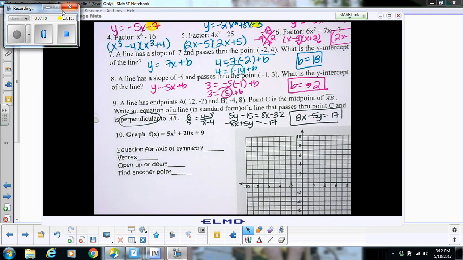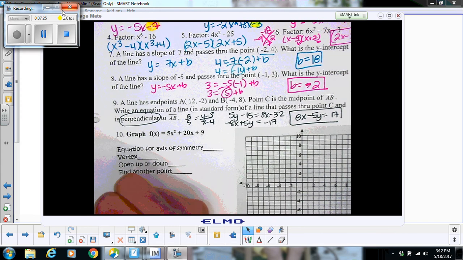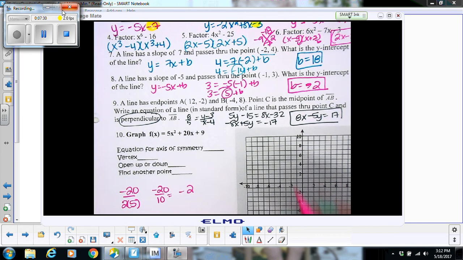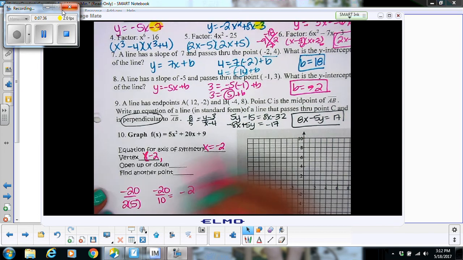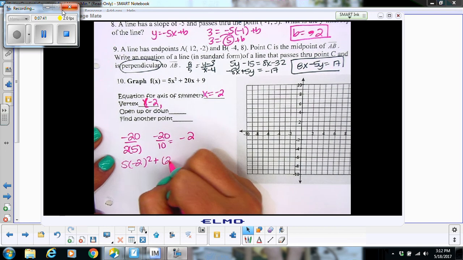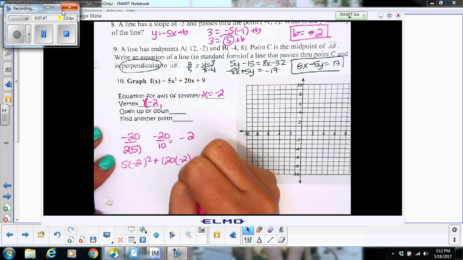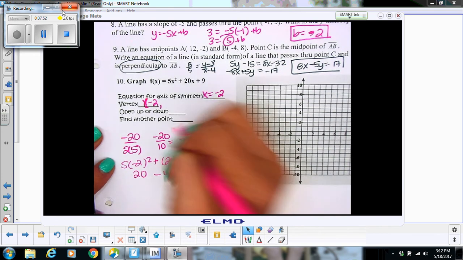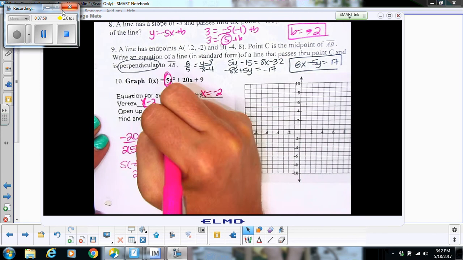And then down here on problem number 10, axis of symmetry is opposite b over 2a, which gives me -20 over 10, or -2. So that's x equals -2. Okay, so that's here. Then we plug that in. So that gives me 20 minus 40 plus 9, which is -20 plus 9, which is -11. Does it open up or down? Our front number is positive, so it's going to open up.